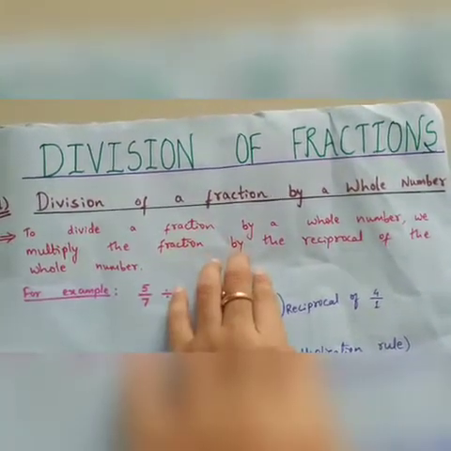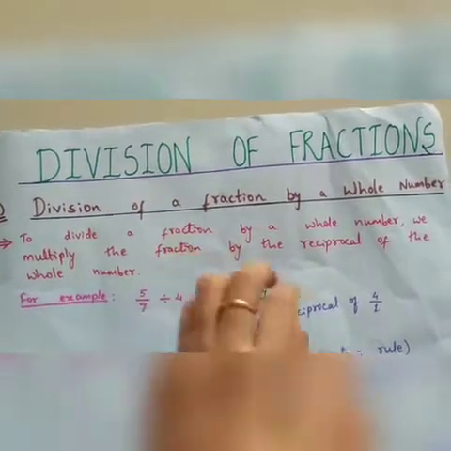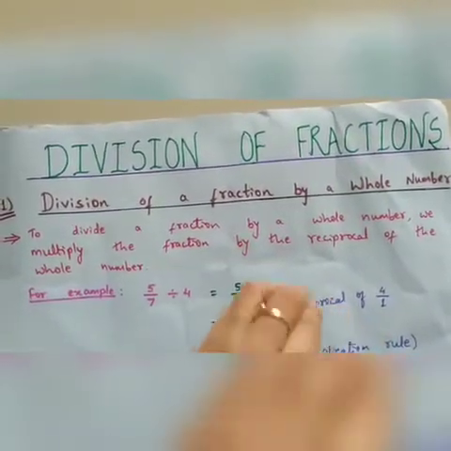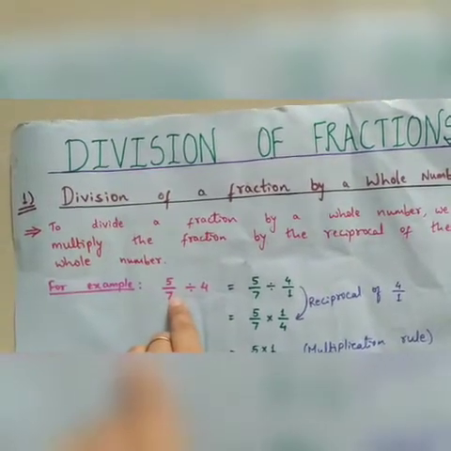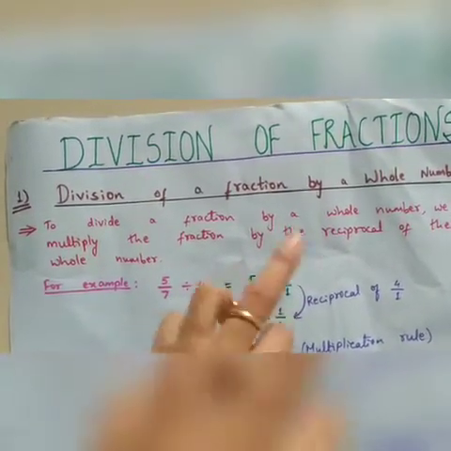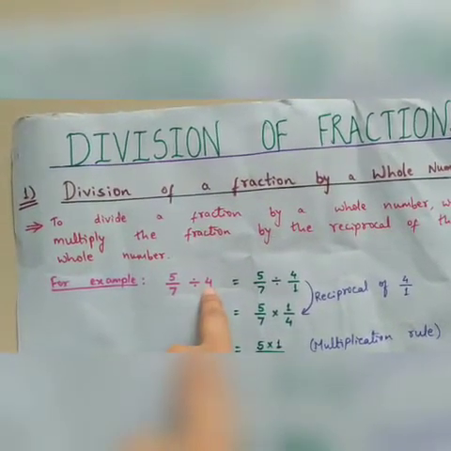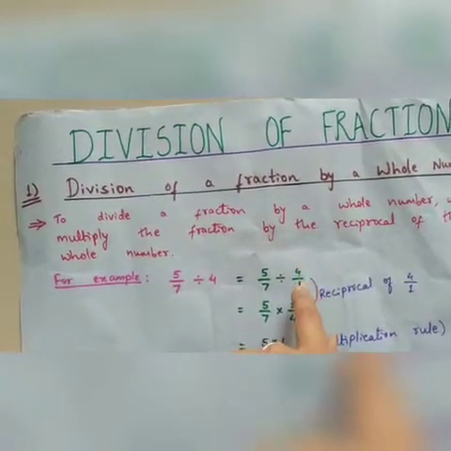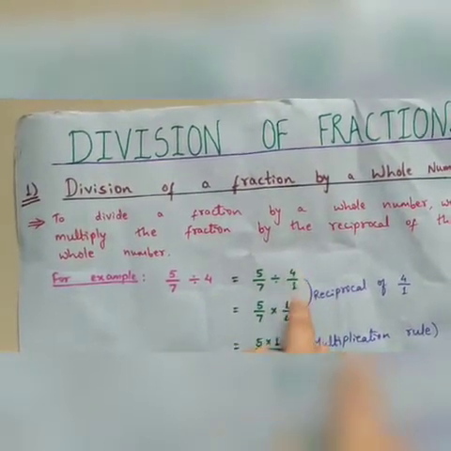Okay, for dividing a fraction by a whole number, we have to multiply that fraction with the reciprocal of the whole number. For example, we have taken one fraction, that is 5 by 7, and one whole number, that is 4. So how do we rewrite this 4? We rewrite this 4 as 4 by 1. So we can write here 5 by 7 divided by 4 by 1.